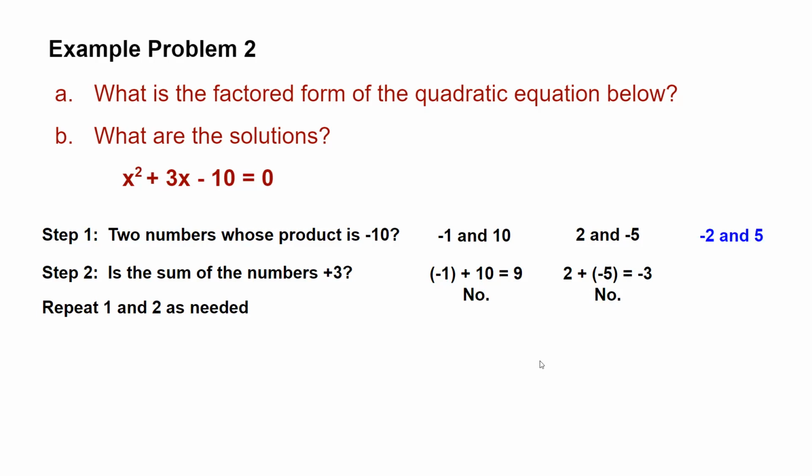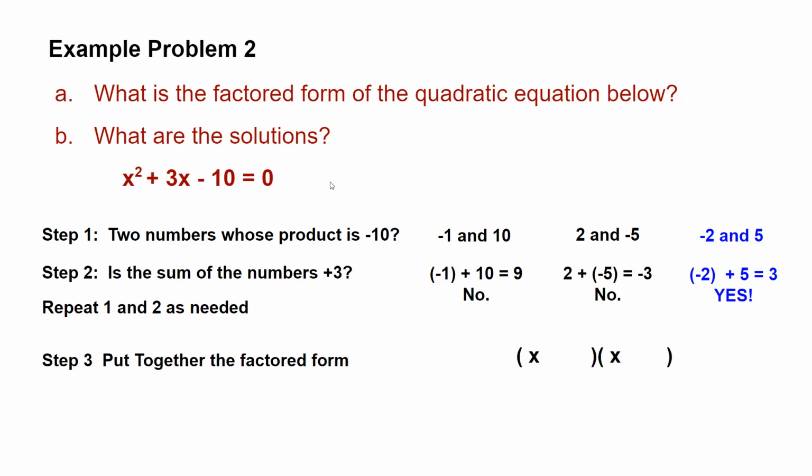Let's guess negative 2 and positive 5. Negative 2 plus positive 5 equals 3. Now we got it. Those are the two numbers. Let's put together our factored form. Those are going to go in each of our binomials, minus 2 plus 5. Hopefully you see where that comes from.